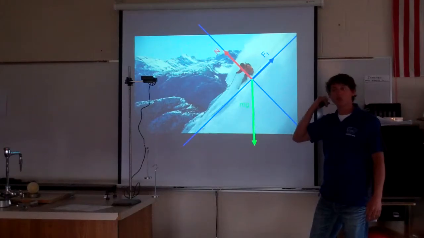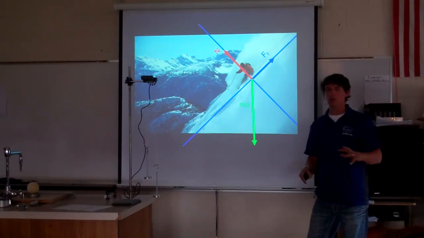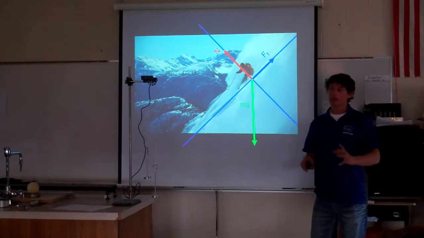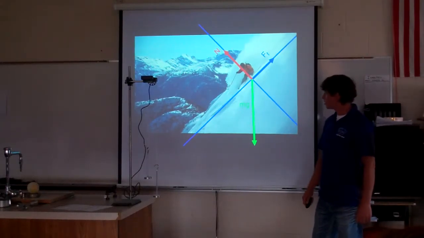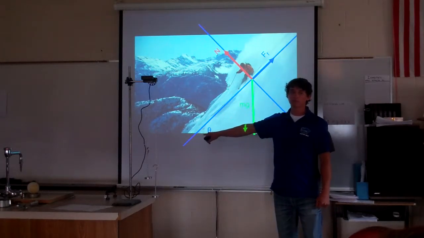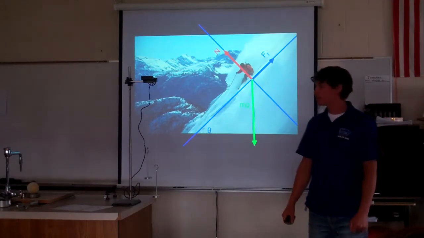If this is a test question, and it says draw all the forces on the sled or the skier or whatever, you stop right here. Okay? Now off to the side, we'll need another diagram with the components. Okay, so down here we got theta. That's the angle of the slope. All right, so we put that down there.